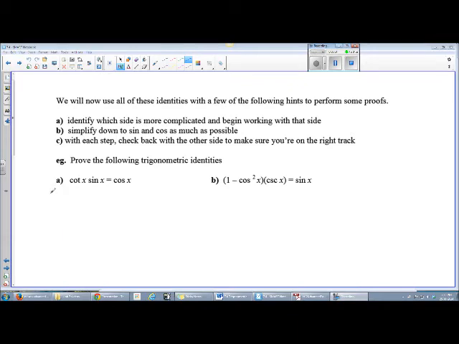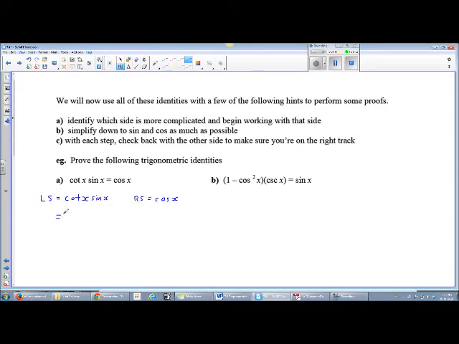So first thing, like I said before, we don't want to cross the equal sign. So what we're going to do is state what the left side of the equation is. In this case, it is cotangent x sine x. And then we want to state what the right side is, and the right side is cosine x. Now, it's not too difficult to see which one is the more complicated side. Neither of them are super complicated, but the left side is marginally more complicated than the right. So we'll start working on this one.